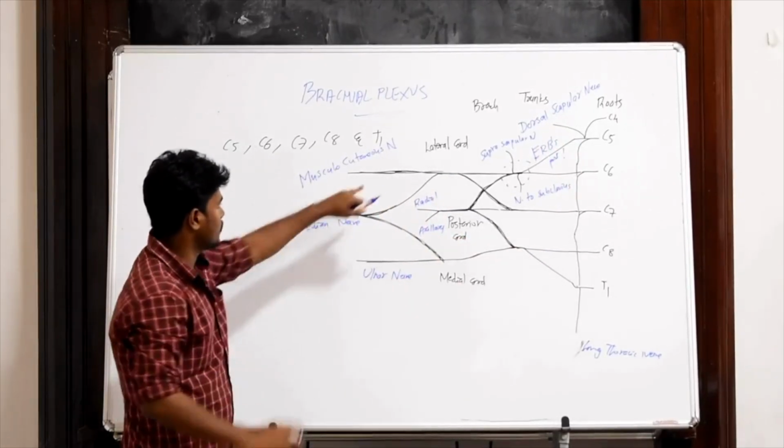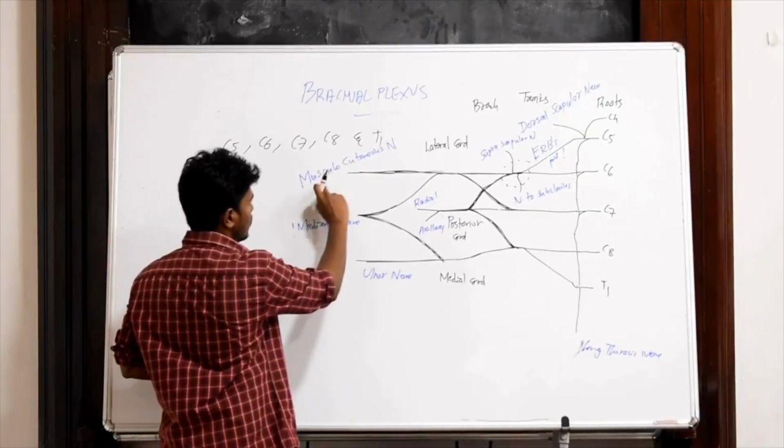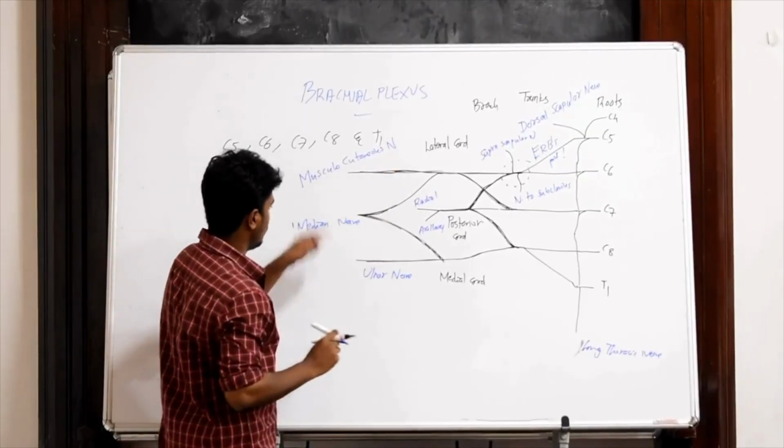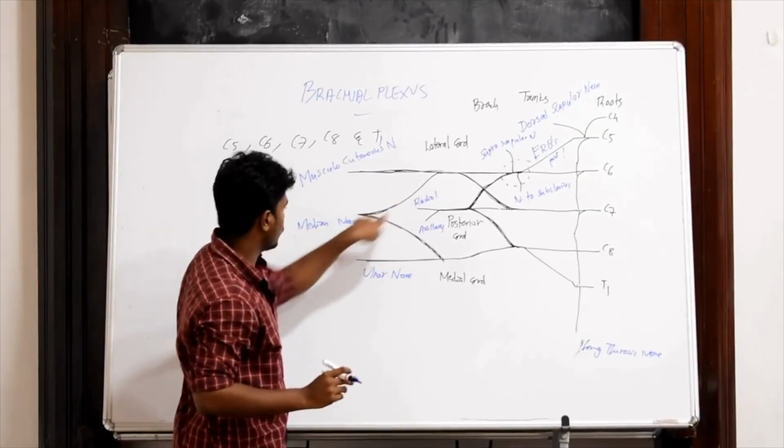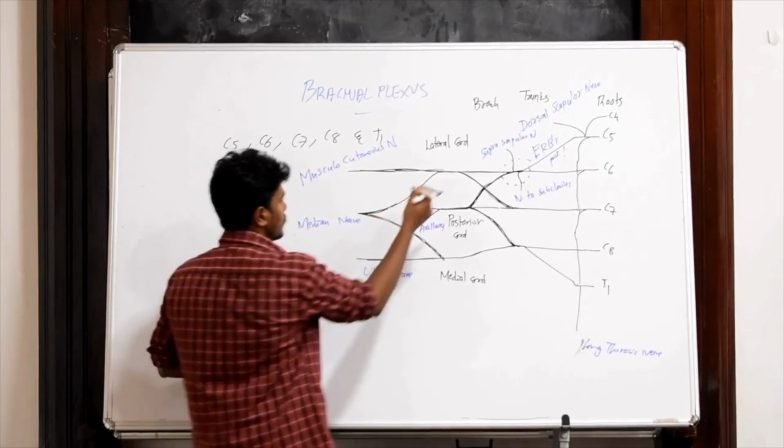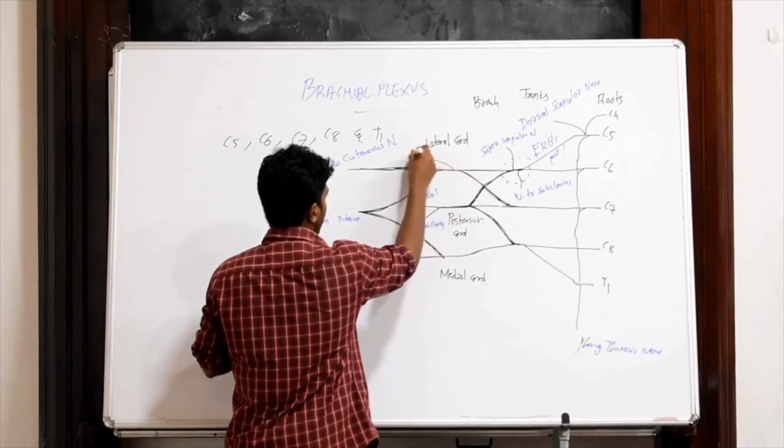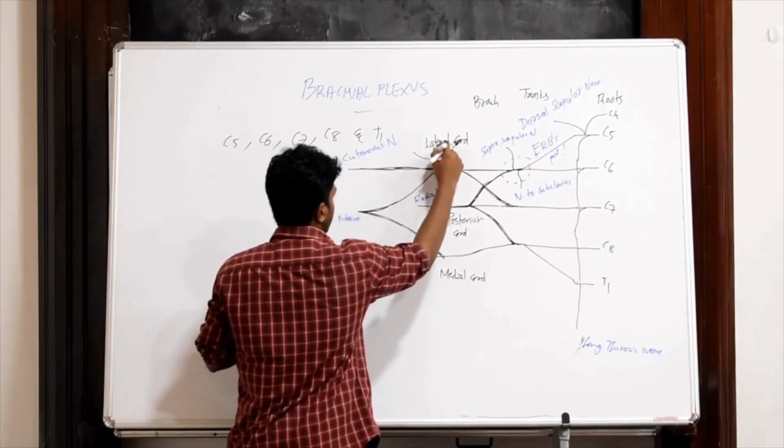Now coming to the other branches of the lateral cord, the first branch is the musculocutaneous nerve, the other branch is the lateral root of median nerve, and there is one more nerve from here which is the lateral pectoral nerve.